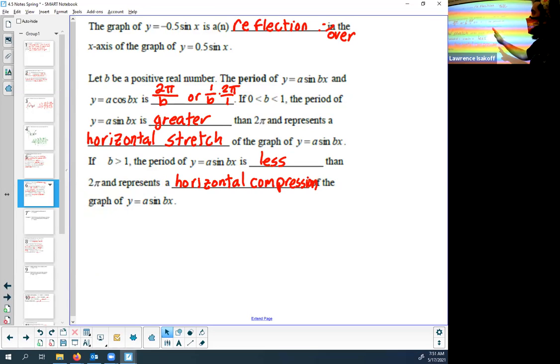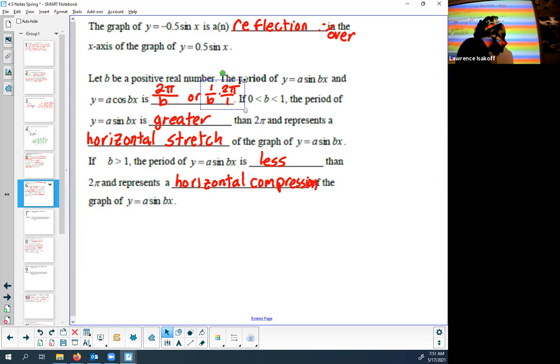So here with this, now we're going to talk about the period. The period's a little tougher to calculate. The period, it doesn't matter if we're using sine or cosine. If I had the cosine of bx, the period will now be 2 pi divided by b, or 1 over b times 2 pi over 1. It depends how you want to look at it.